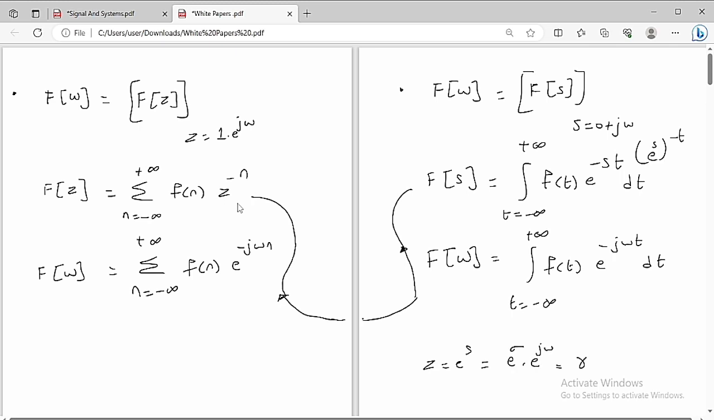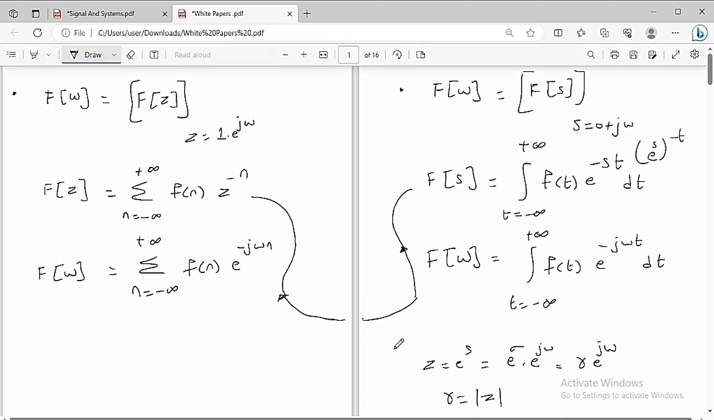e to the power of sigma is nothing but r into e to the power of j omega. So r is nothing but the modulus of z. So these points you always have to keep in mind. Therefore we can say that this is regarding f of n, and this is regarding the continuous time domain, and this is about the discrete time domain.